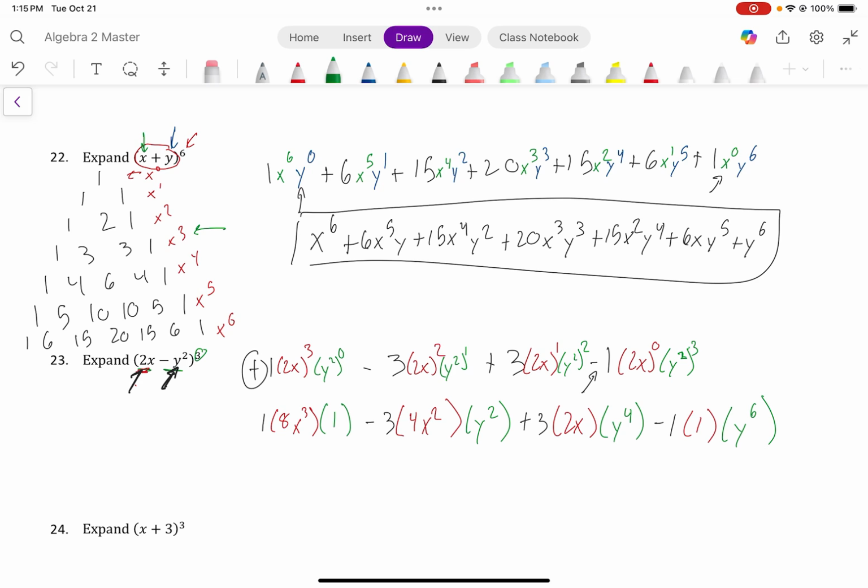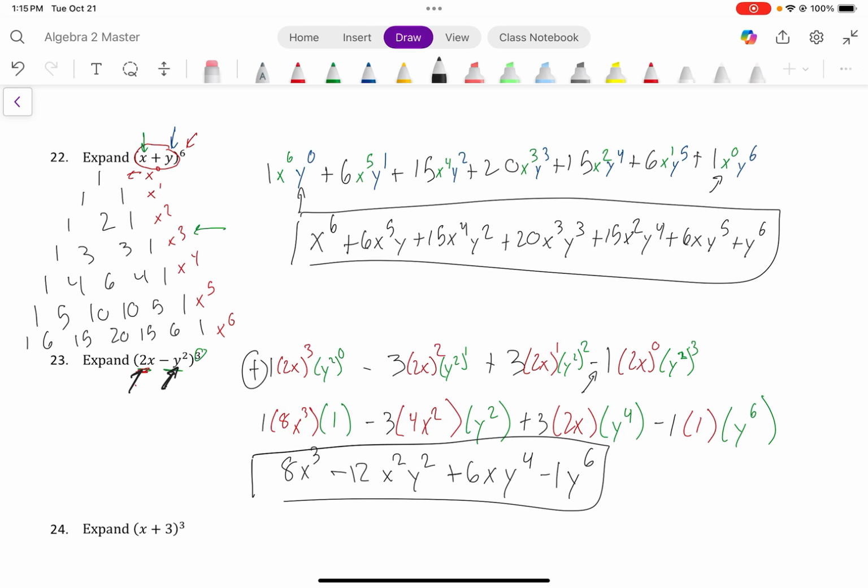Okay, now we're still not done, but we've done all the heavy lifting. Now the variable parts are done. I just have to multiply the coefficients together. So 1 times 8 times 1 is 8, x cubed stays. Minus 3 times 4 is minus 12, keep the x squared, keep the y squared. 3 times 2 times 1 is a plus 6, keep the x, keep the y to the fourth. Minus 1 times 1 times 1 is minus 1, keep the y to the sixth. And that should be my final answer.